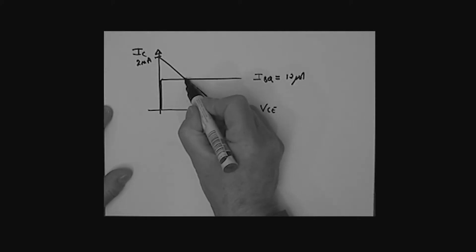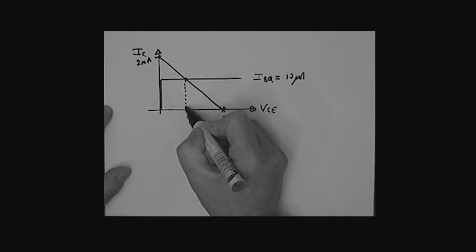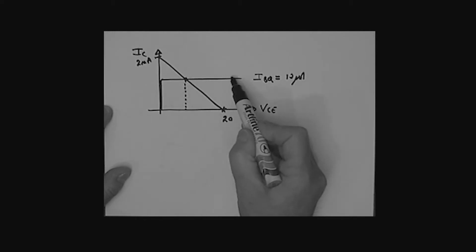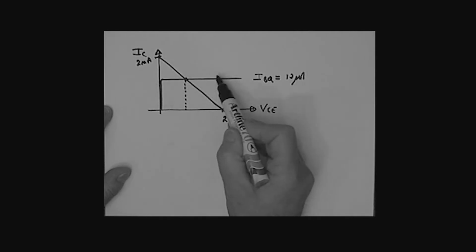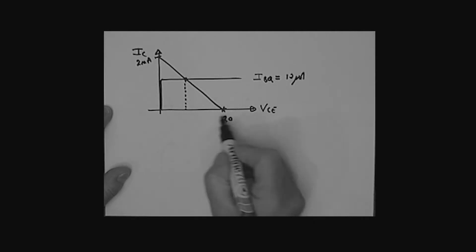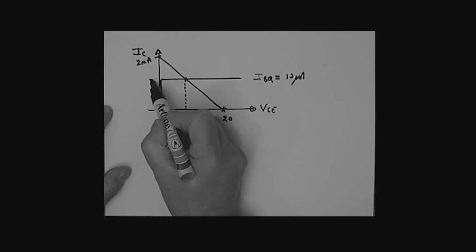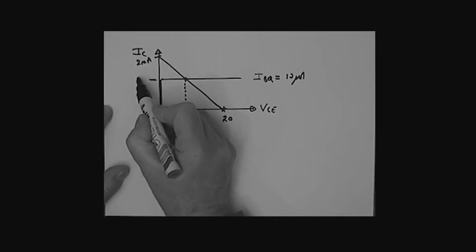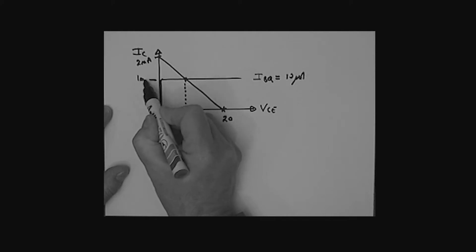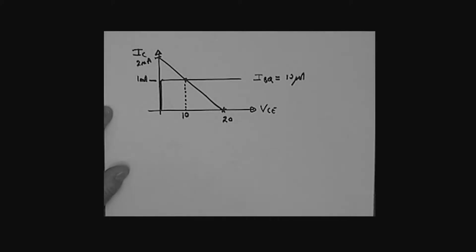Our operating condition, or quiescent condition here, is the intersection of that load line and the characteristic that we're on, which is this one right here. That gave us a VCE of 10 volts. And if we go over to the current axis, that gave us an IC of really 1 milliamp. Okay? And that was our quiescent condition.